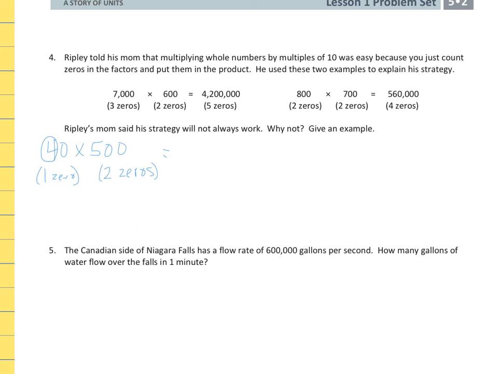Basic math fact of 4 times 5. Well, 4 times 5 is 20. And now we have to take my 1 zero and my 2 zeros, which gives us 3 zeros, and we have to add it to the end. I'm not going to count the 0 that I already have in 20. I need to add 3 more, and so I get 20,000. Well, how many zeros do I see altogether, including the 0 in the 20? I have 4 zeros.